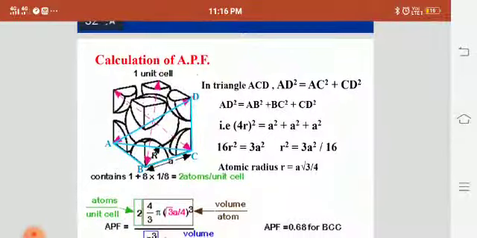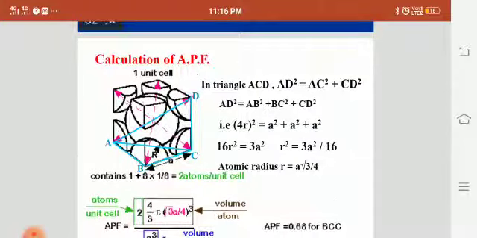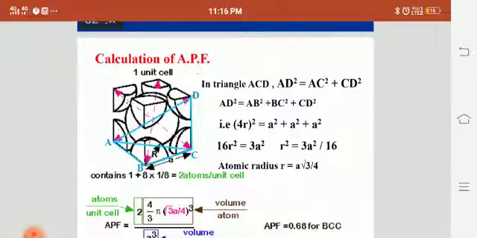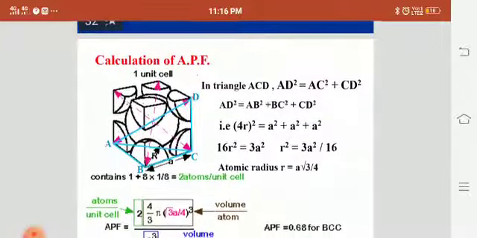In this, take the triangle ACD where 3 faces are connected. Here AD square is equal to AC square plus CD square according to Pythagorean theorem. So AD squared is equal to AB squared plus BC squared plus CD squared. We are taking the 3-dimensional case. So we get the atomic radius value as R is equal to a into square root of 3 by 4.